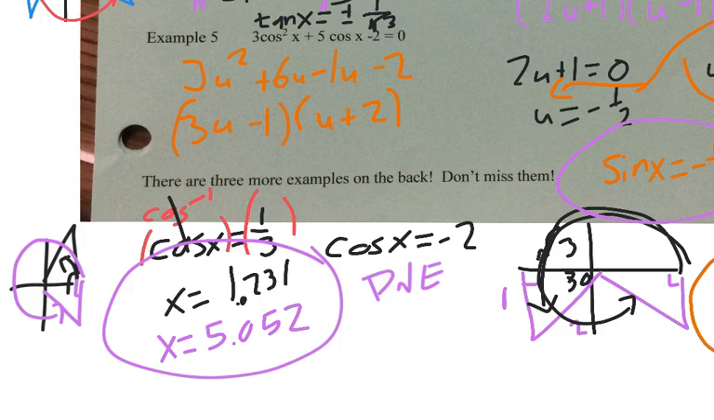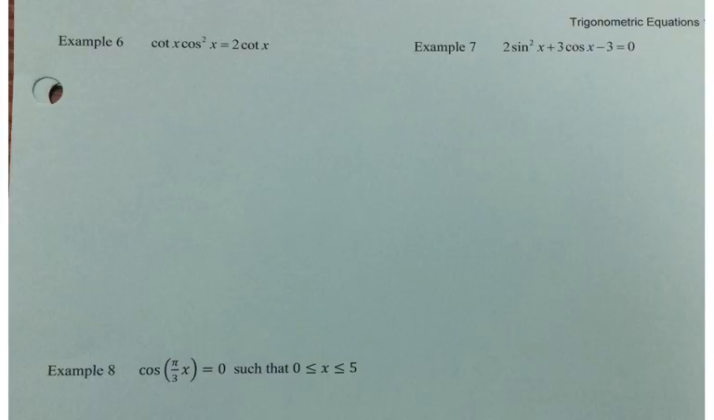All these back problems. Cotangent of x, cosine squared of x equals 2 cotangent of x. You're crazy. Anyways, I've got cotangent of x, cosine squared of x equals 2 cotangent of x.